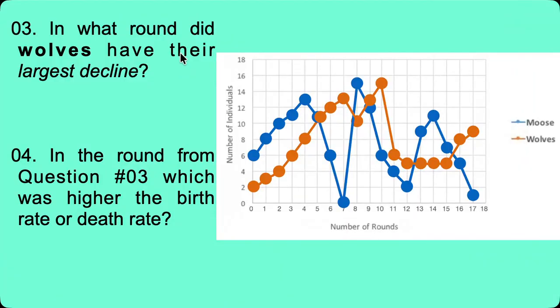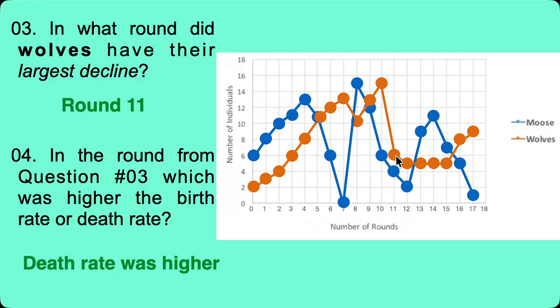All right, in which rounds did wolves have their largest decline? So look at the orange and look for the biggest drop-off. The biggest drop-off happens right here at round 11. Between round 10 and round 11, we have this huge drop-off. In the round from this question, which was higher, the birth rate or the death rate? Well, what do you think? Death rate had to have been higher in this situation, or emigration occurred.